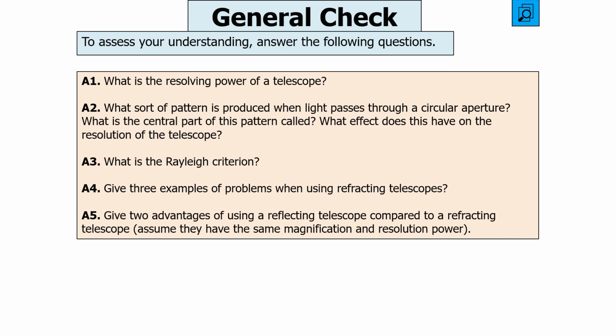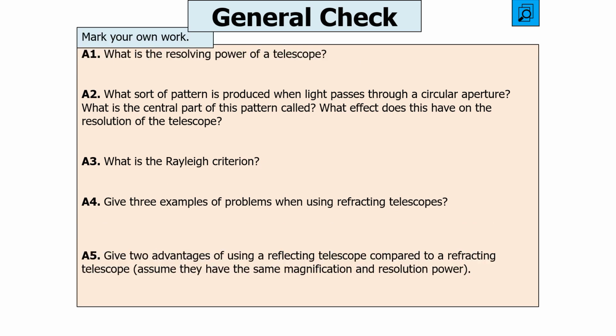Give 3 examples of problems when using refracting telescopes, and give 2 advantages of using reflecting telescopes compared to refracting telescopes, assuming they have the same magnification and the resolution power. So pause the video now, then unpause the video when you want to go through your answer.